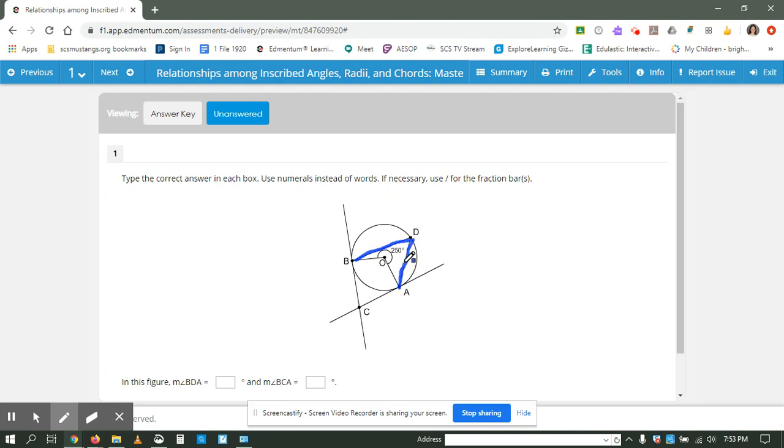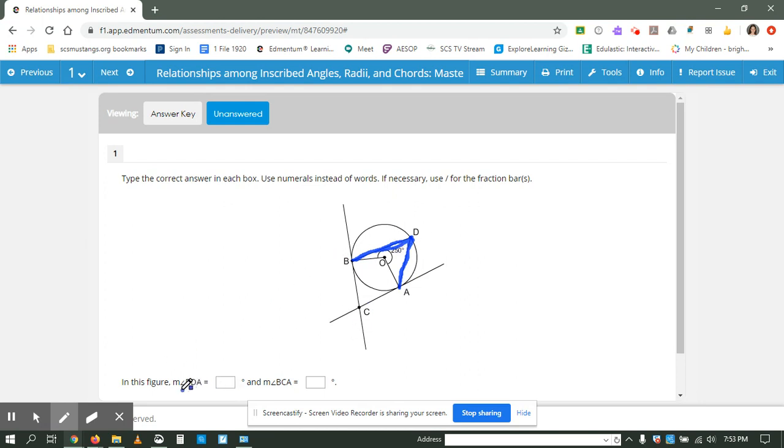So if I start marking the things that they're asking me for, I've got BDA right there. So we've got to think about our angle vocabulary and what type of angle that is. That angle is an inscribed angle. Its vertex is on the side of the circle, and the sides of the angle both go through the circle. So that's an inscribed angle. So they want us to find the measure of angle BDA.